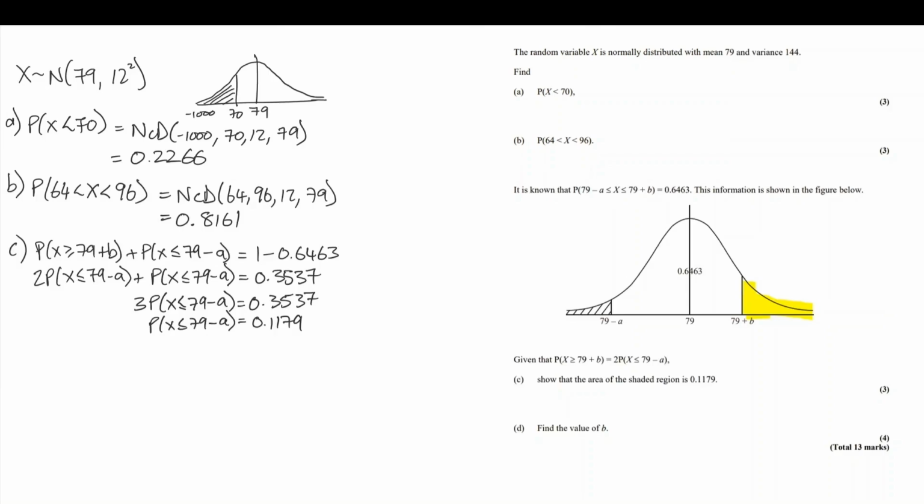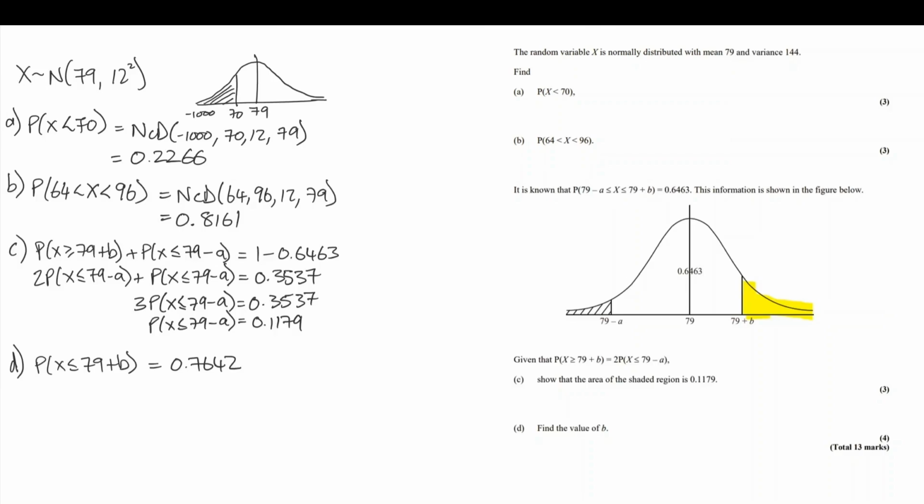In part D, we're asked to find the value of B. So the highlighted area's boundary was B units above 79. I'm going to start with this statement. The probability that x is less than or equal to that boundary value, 79 plus B, is going to equal the shaded area plus the unshaded. It's going to equal 0.1179 plus 0.6463. If we add those together, we've got 0.7642. This statement is very useful.